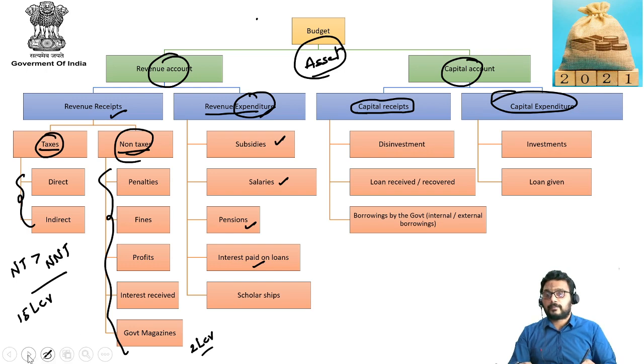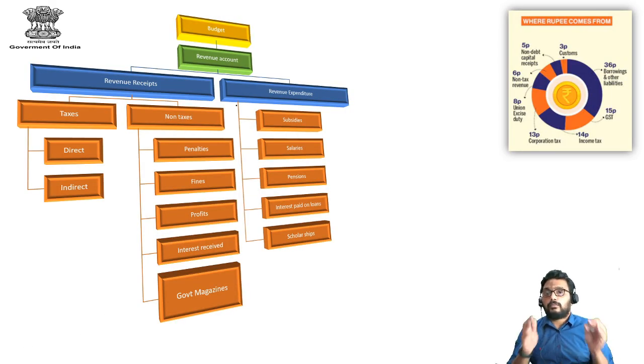expenditures. Now we'll break down into the first half, that is the revenue account, and look at the recent 2021 and 2022 budget. What is the government expecting? Government expects, that is, the 1 rupee which the government is earning, where does it come from?